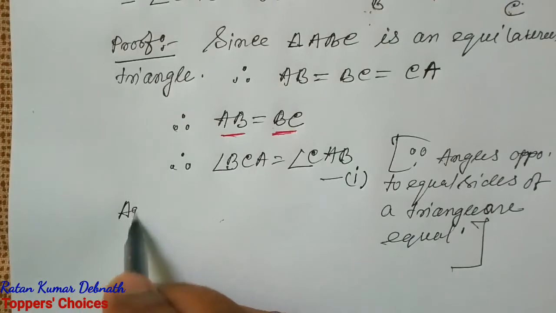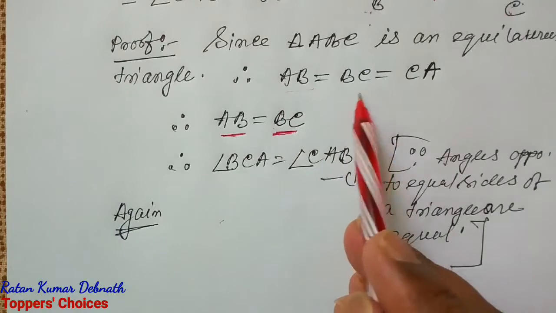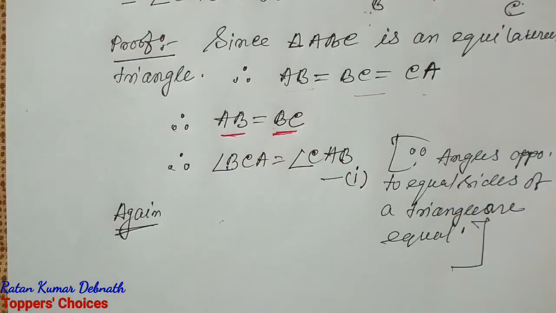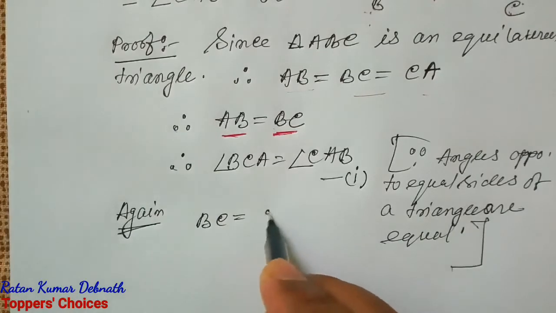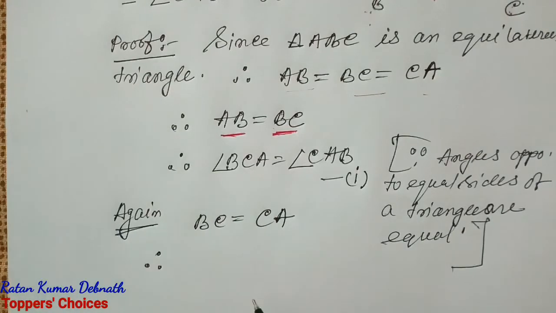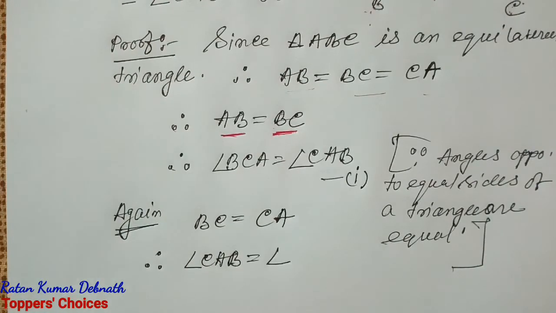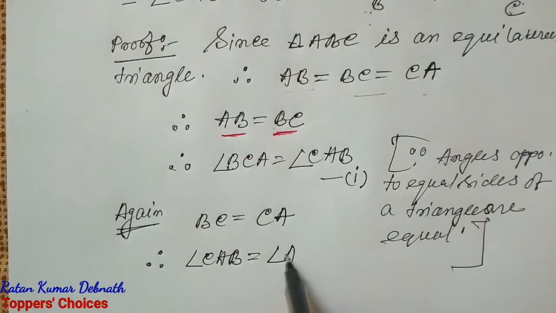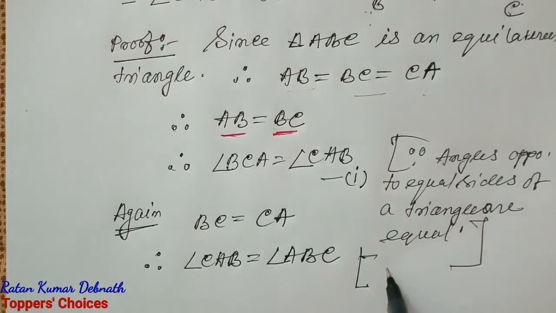Again, if AB equals to BC equals to CA, then we can say BC equals to CA. Therefore angle CAB equals to angle ABC. The reason is same as above.